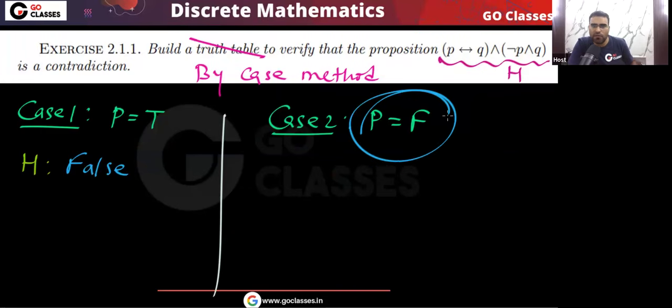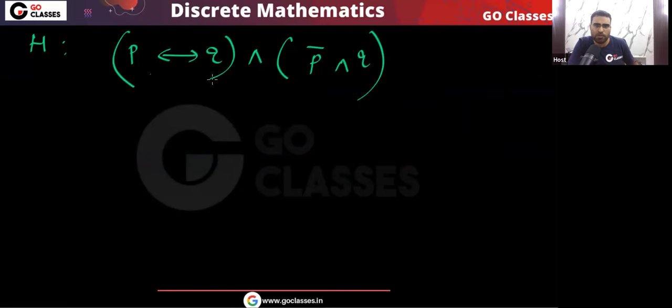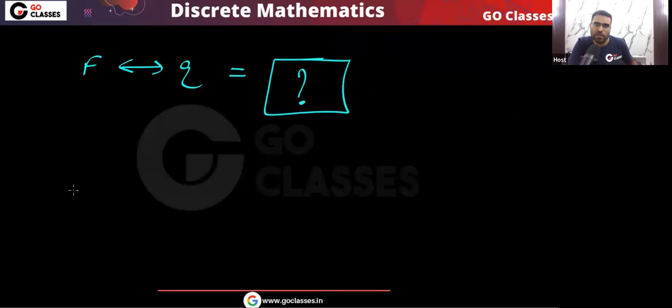Now you tell me, when p is false, then what will be this expression h? I am putting p false. So what is false bar? Negation of false, that is true. So this will be true. Okay, I am putting p equal to false. So tell me what I will get here. Now you can see that here I will get p false biconditional q. First, you tell me what is false biconditional q. First, let's see what this will be.